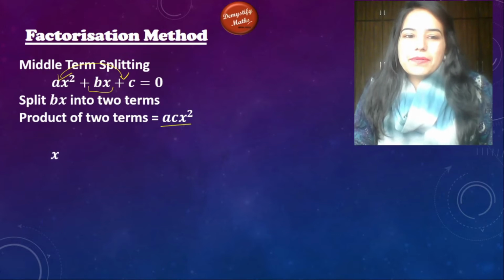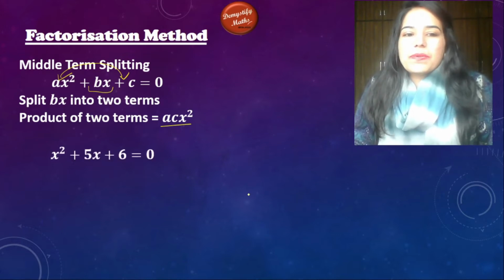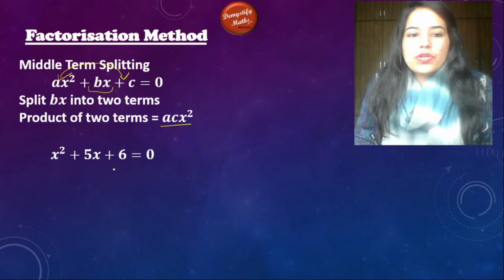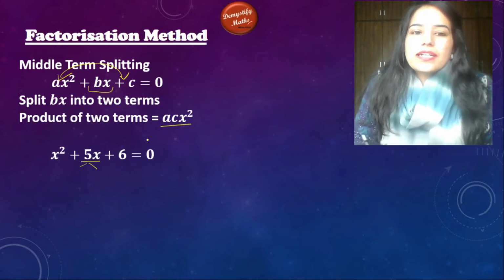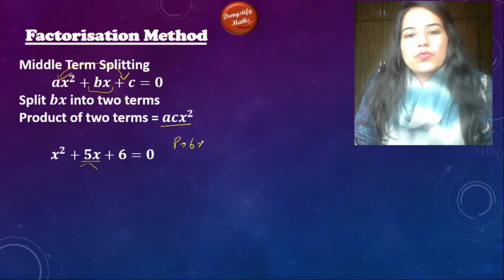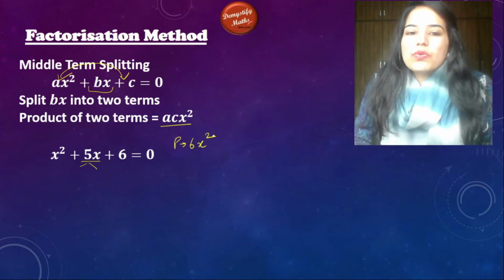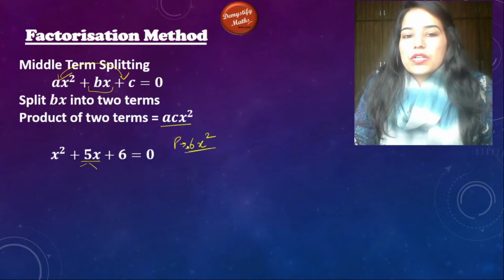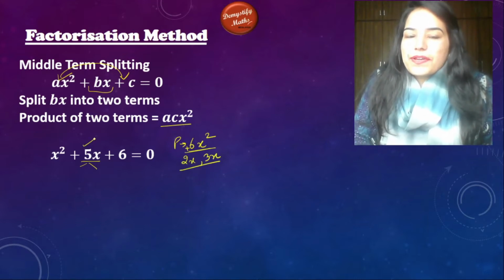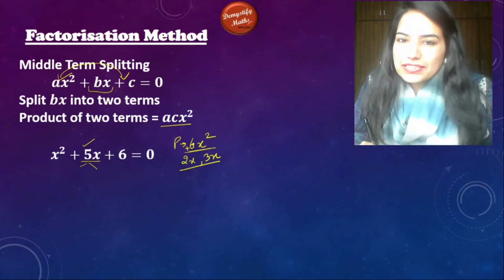Now let's take an example, then it will be more clear. Like x square plus 5x plus 6 equals to 0. So 5x is to be written into two terms such that the product is 6x square. So what you should do here is, you should always split the product into two terms such that the sum is 5x. Like 6x square should be the product along with the sign plus 6x square. So I will take it as 2x and 3x. Because if I add it, I get plus 5x. If I multiply, I get plus 6x square.